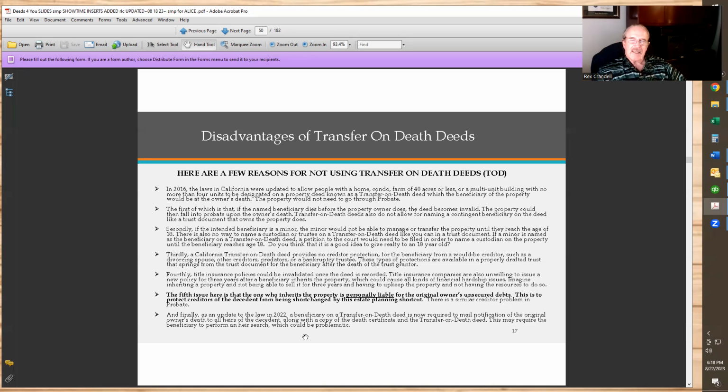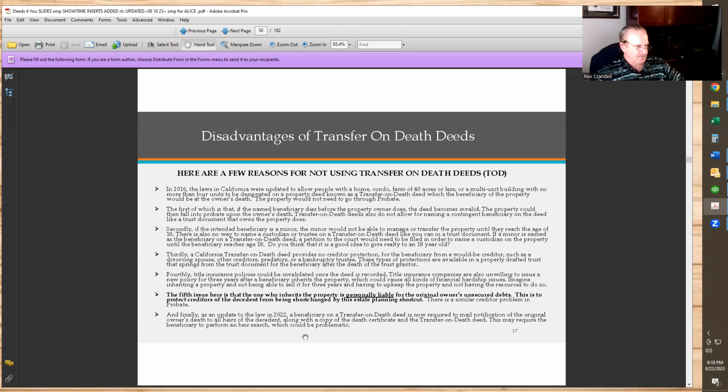So let's say a parent decided one child could have the property and the other one isn't, then you have to notify the child that didn't get the property. Oh, by the way, dad died. I got the house. You didn't get it. You get to sue me if you want, and I'm liable for their personal unsecured debt.